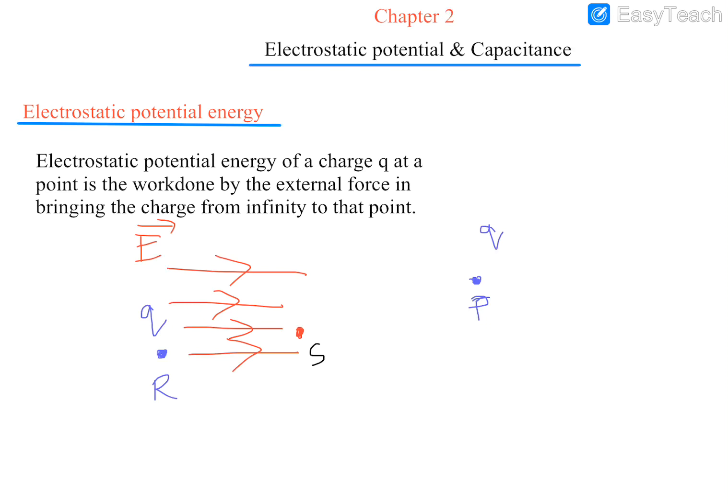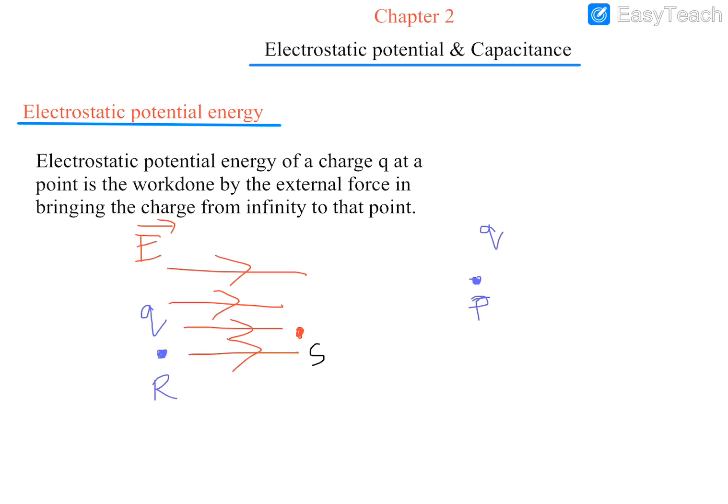Whatever work you do to bring this charge Q at P to the point S, that work done is actually stored as the potential energy of the system. System means you have two charges, so it will make a system. Hence potential energy associated with a charge is nothing but the amount of work done to bring that charge from infinity to a point where an electric field is acting.